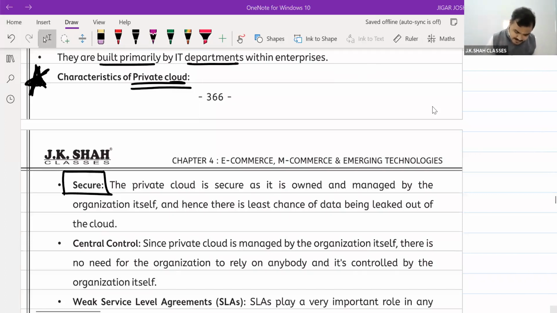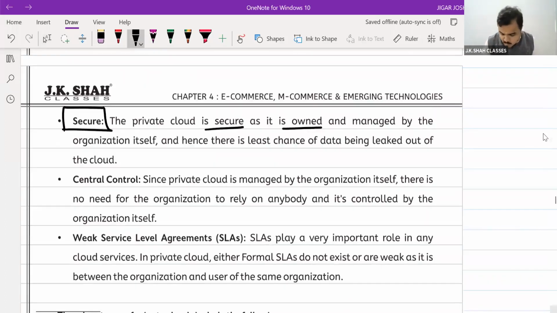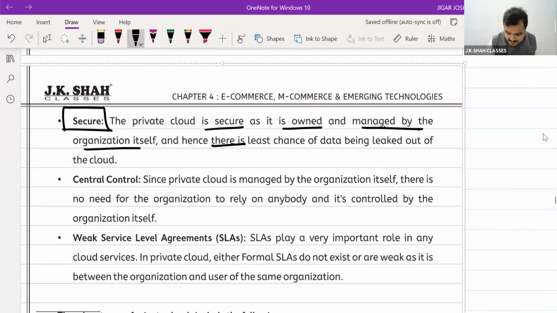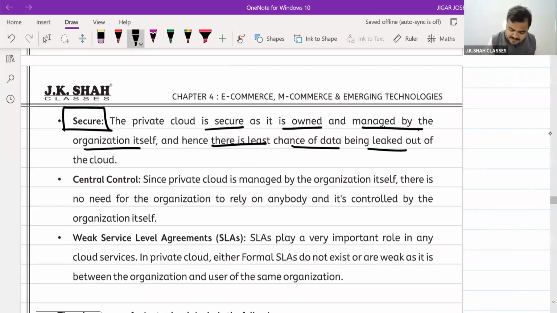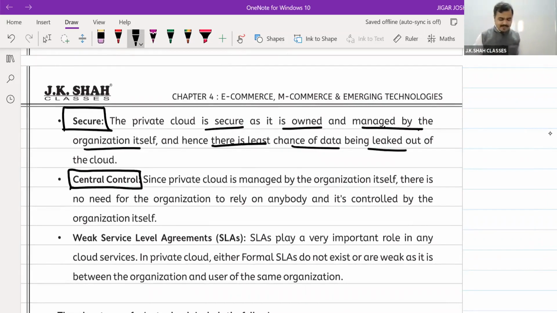Moving ahead, people. The private cloud is secured as it is owned and managed by the organization itself. Hence, there is the least chance of data getting leaked out. Second, as it is completely in your premises, can you maintain complete control over it? If it is in my premises, I can maintain 100% control on it. Do you agree with me?